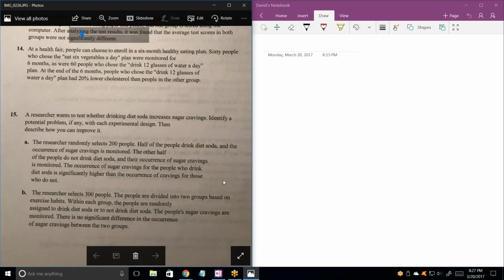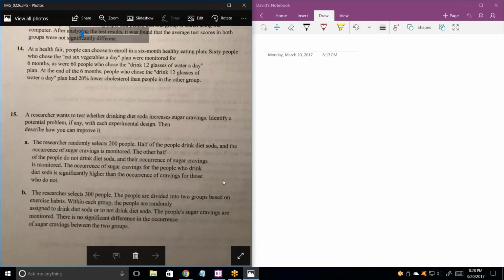Depending on their exercise habits that they're separated into, about the only two habits you could have is either you get exercise or you don't. That's about the only way it could be done. So if you're dividing into two groups, one people that exercise and the other people that don't, that already is going to sway the results big time. So even though B has the word random in it, it's not really random. The two groups were not randomly split up.